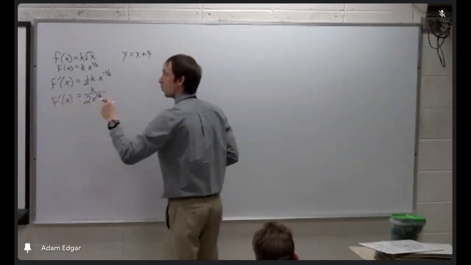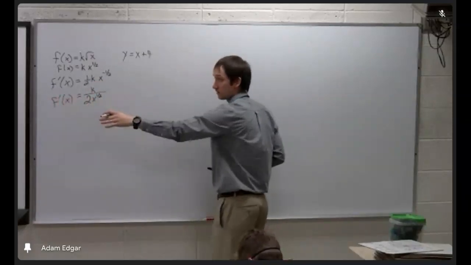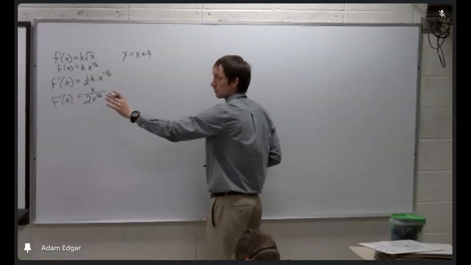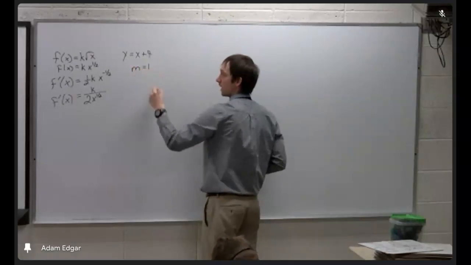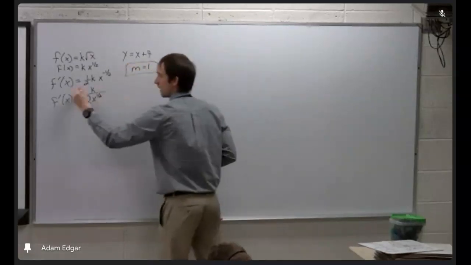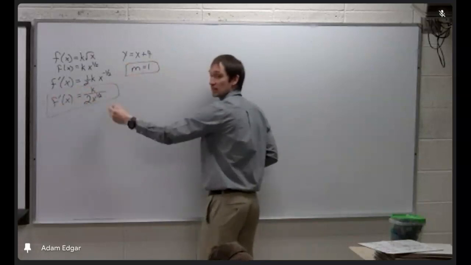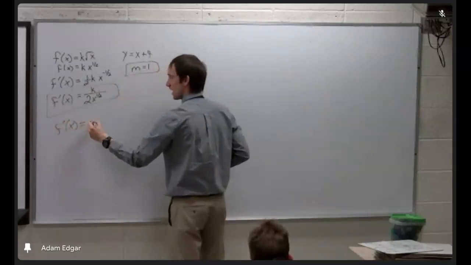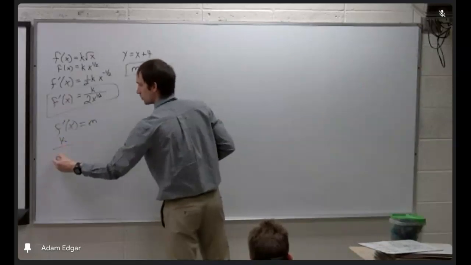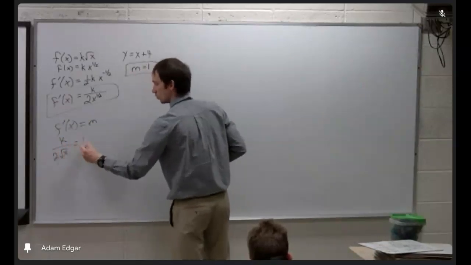Now what do we do with f prime of x? Set it equal to m. So what's our m? 1. So we have our m and we have our f prime, and we set them equal to each other. So we can say f prime of x equals m, so k over 2 root x equals 1.